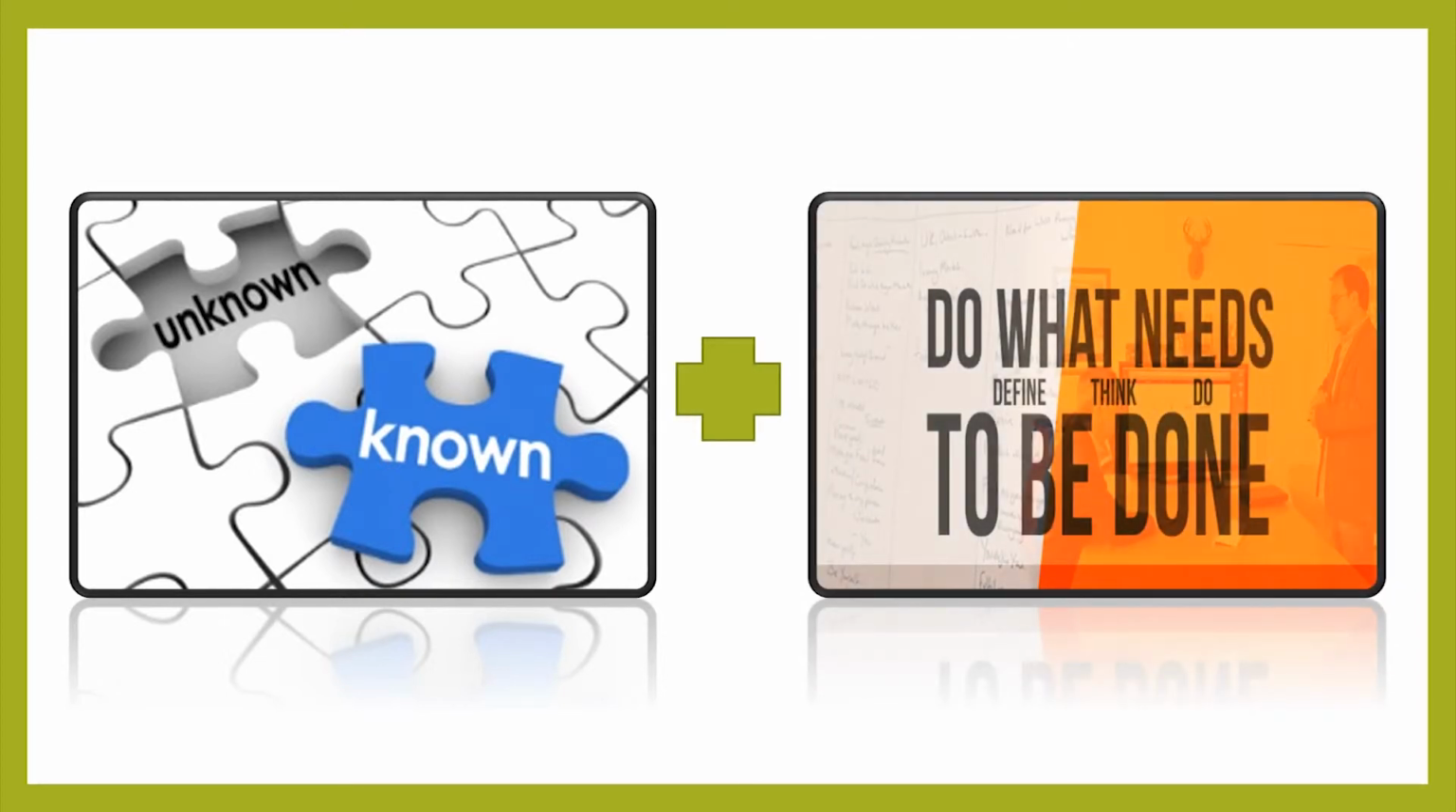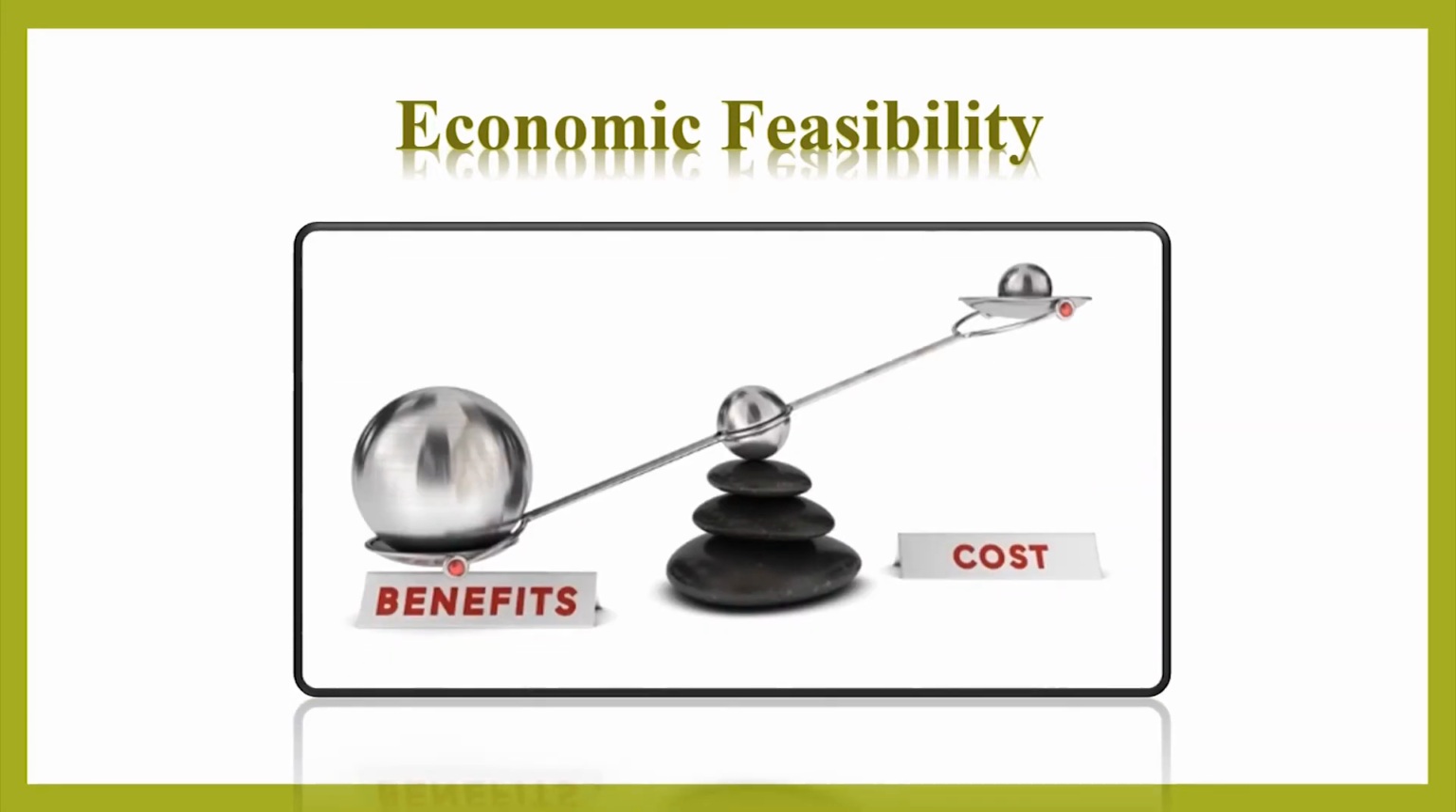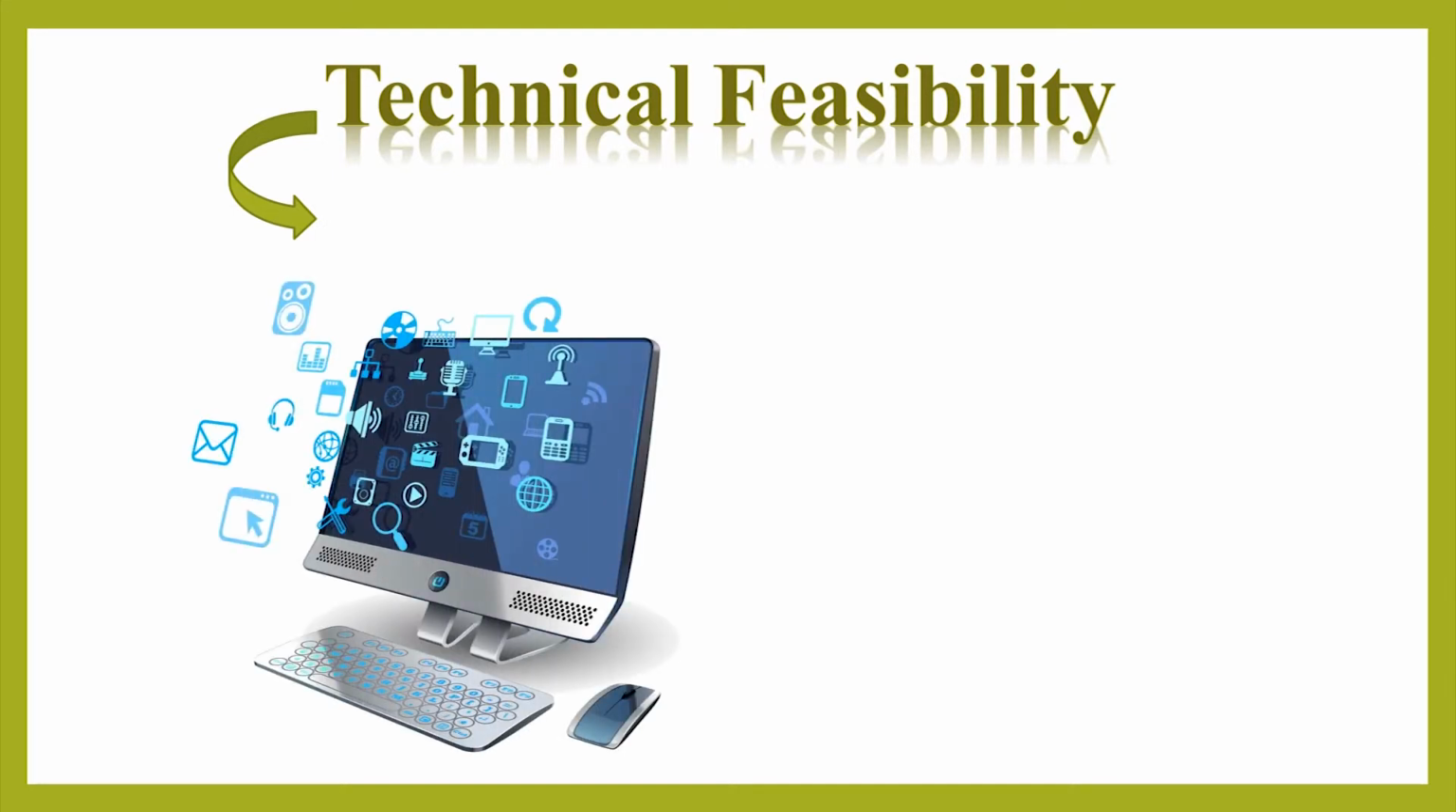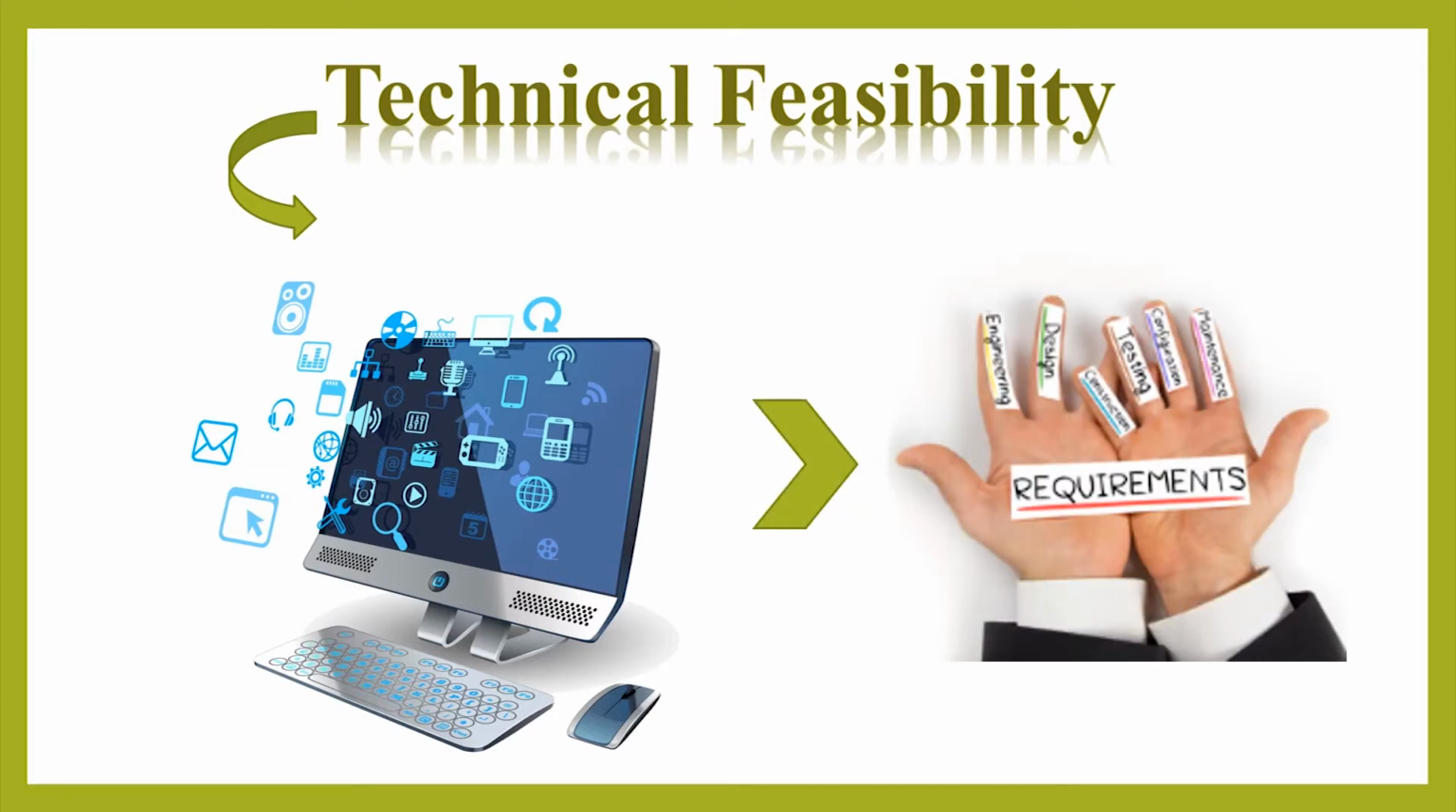There are mainly five types of feasibility studies which we are going to discuss. Firstly, economic feasibility. It specifies whether the system is economically feasible or not. This can be checked by cost or benefit analysis. Next is technical feasibility. This feasibility takes into account the technical details, including hardware and software resources required to fulfill user requirements within the allocated time and budget.